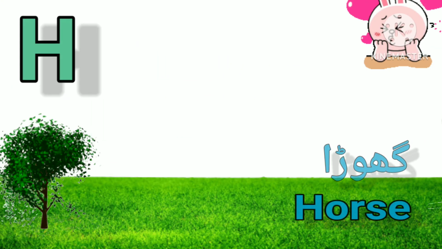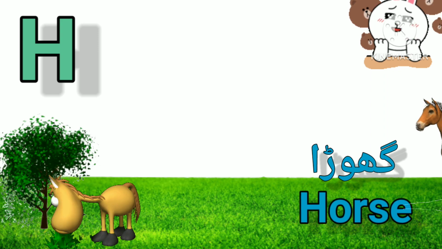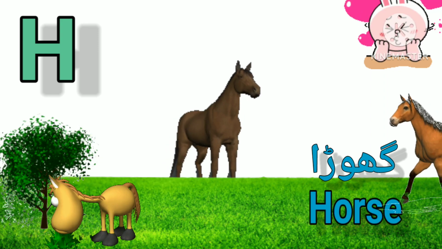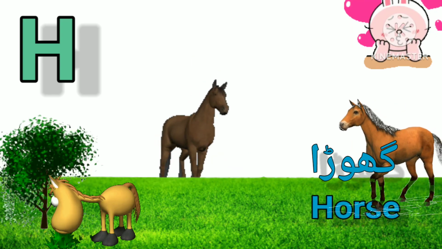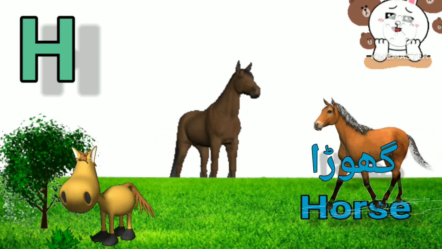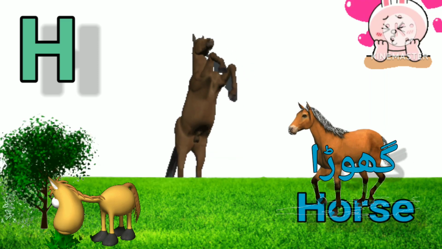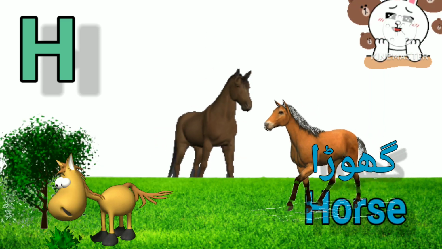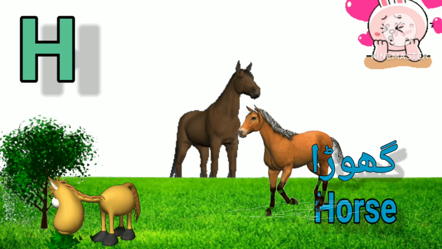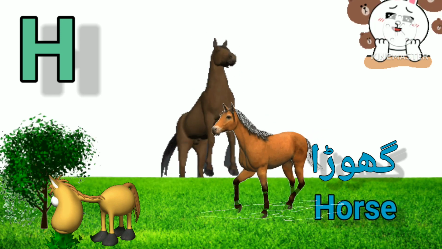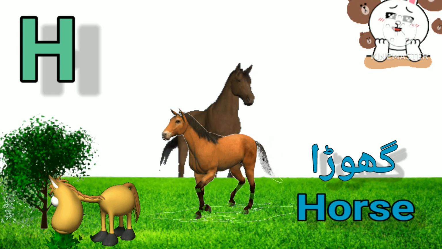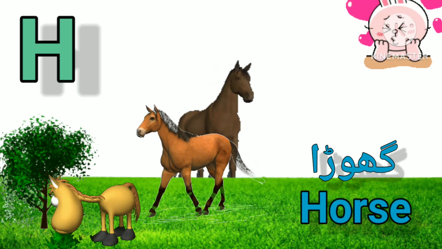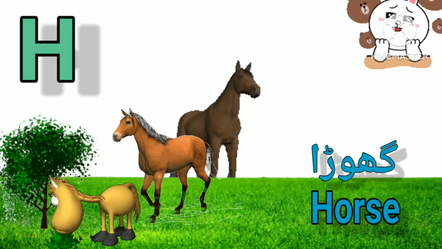Next is H. H is for horse. H-O-R-S-E, horse. Horse means ghoda. H is for horse.